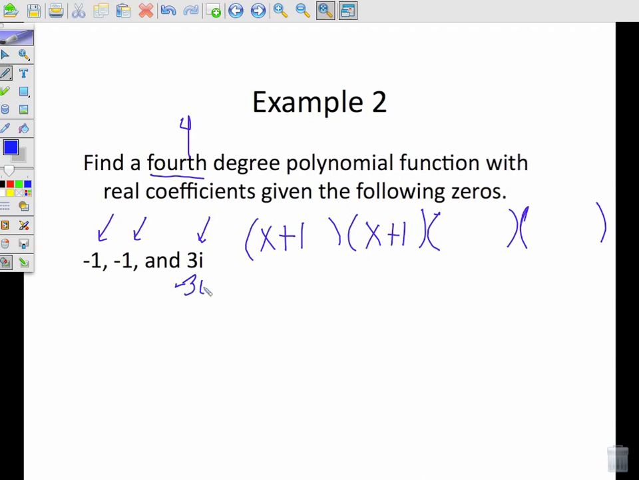When I have 3i, not only do I have 3i, but I have a negative 3i for one of our solutions. So we do x plus 3i and x minus 3i. You write the expression.